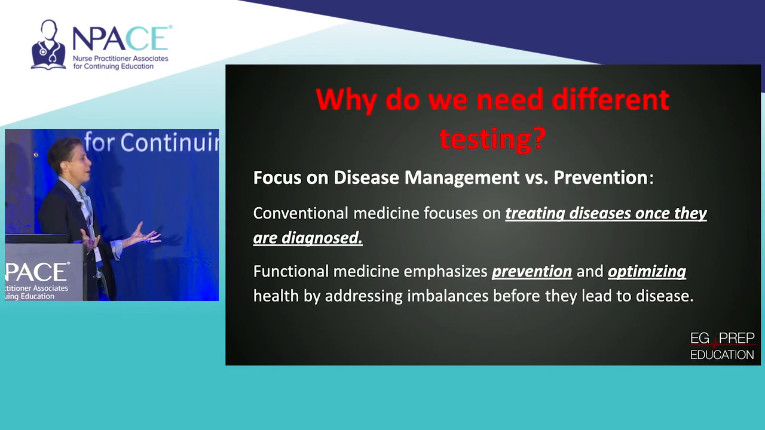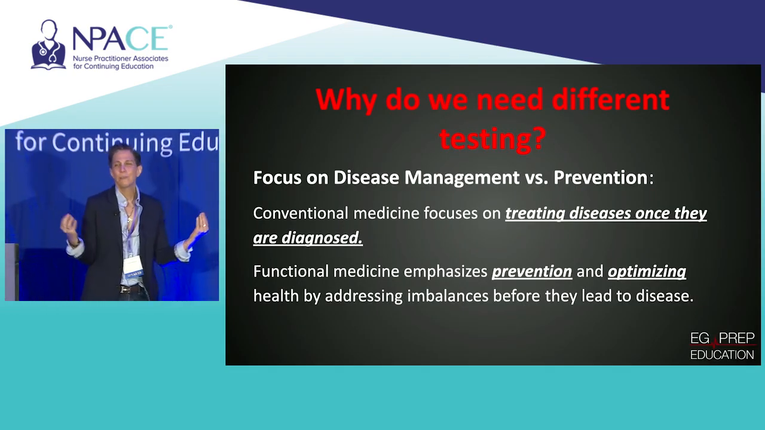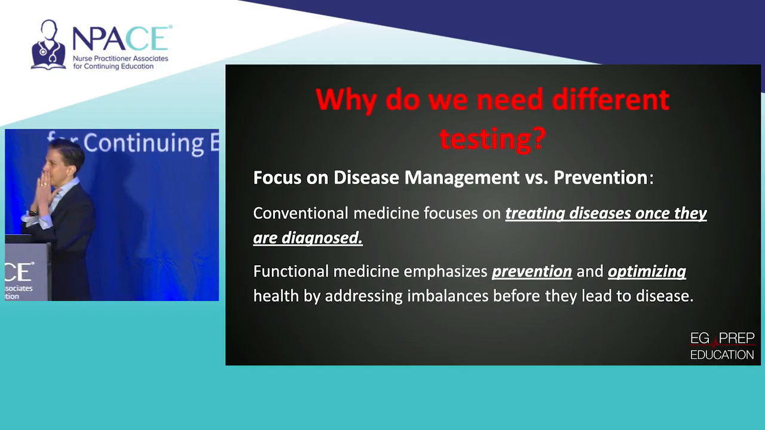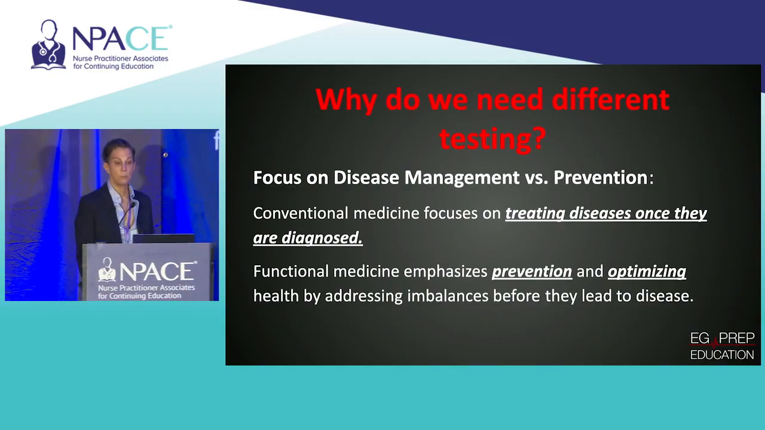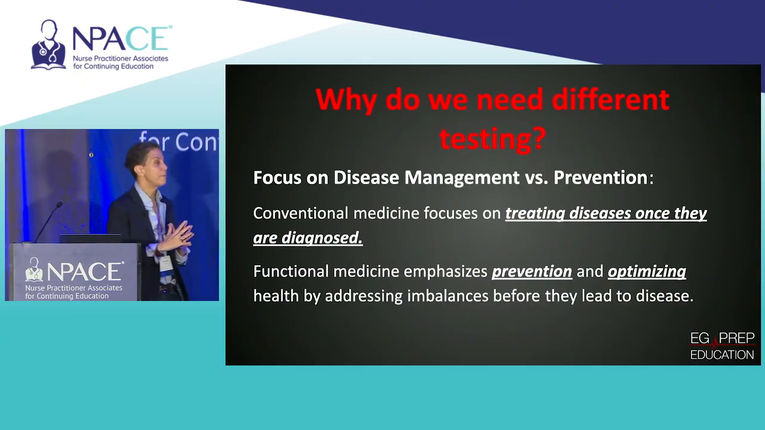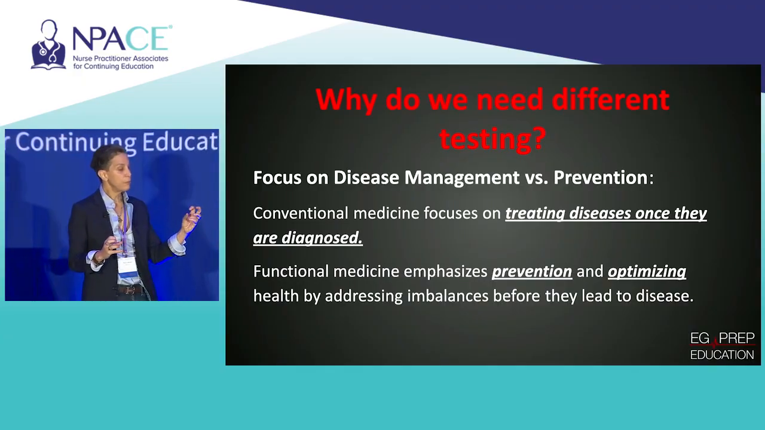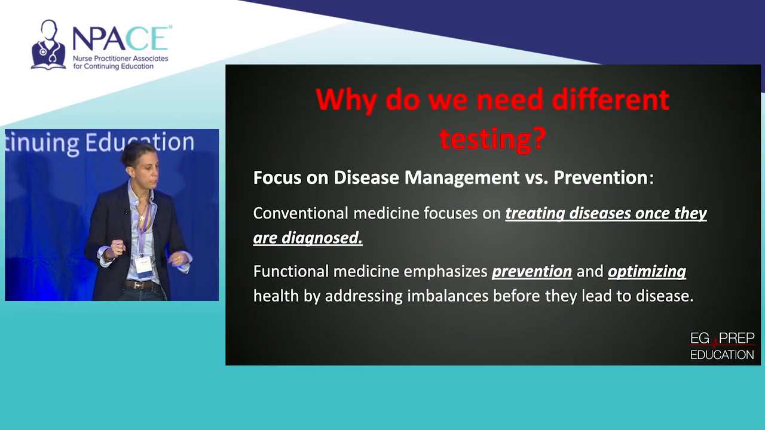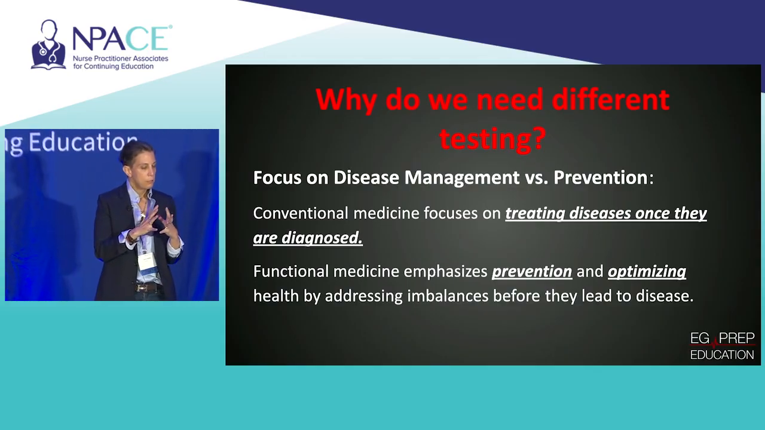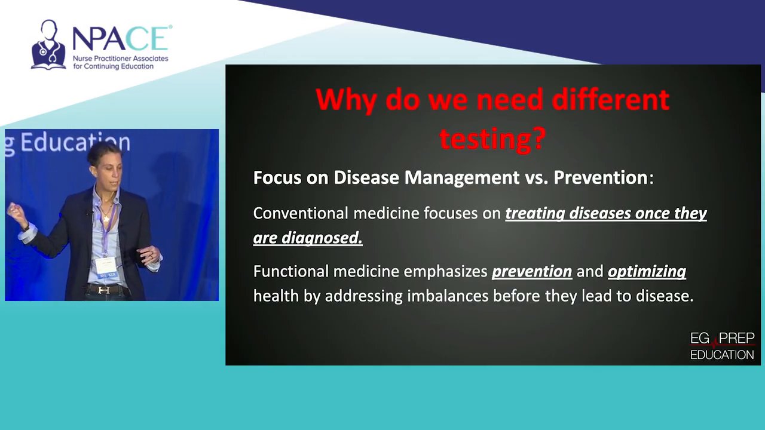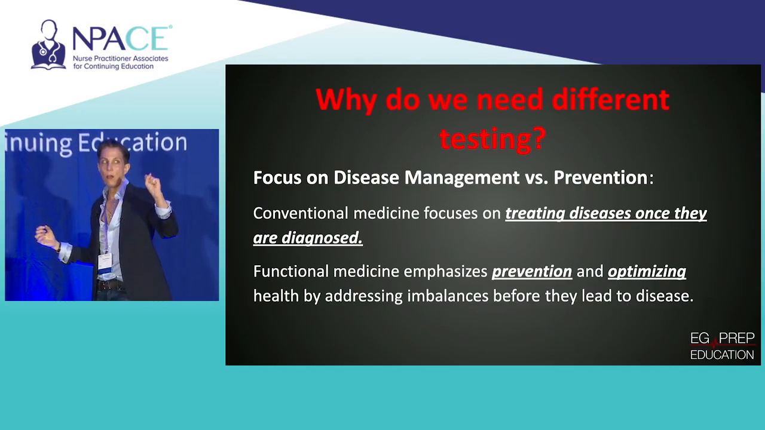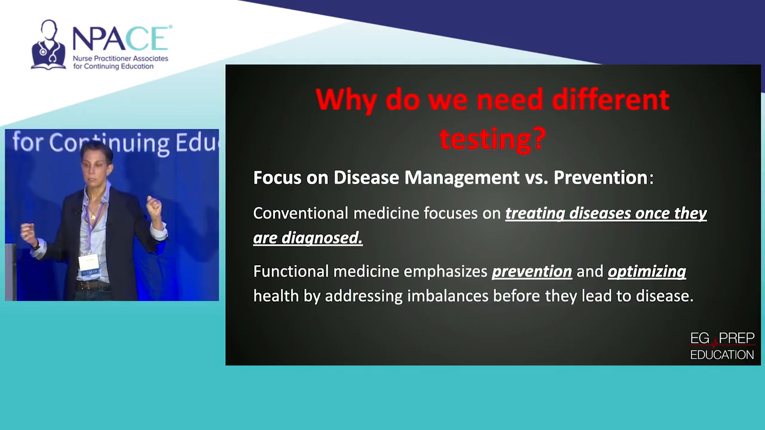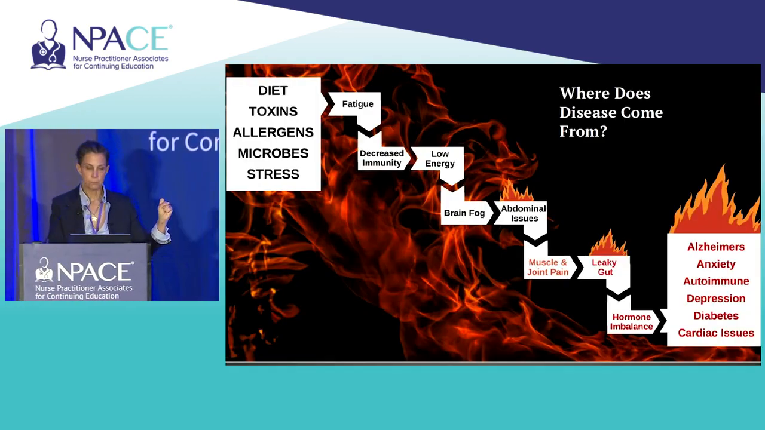Now, first, why do we need different testing? I have Quest, I have LabCorp, I have all these labs. I could run panels from here to tomorrow. You need these because it's very, very different testing. Conventional medicine focuses on disease management. It treats disease once it's diagnosed, like we said with the RF factor. And functional medicine really focuses on prevention and optimization. This is not something that we do in conventional.